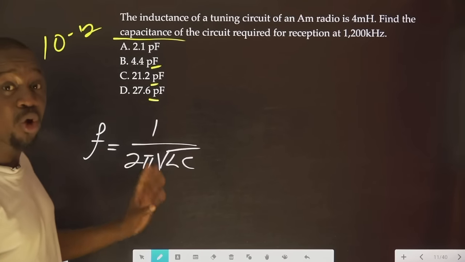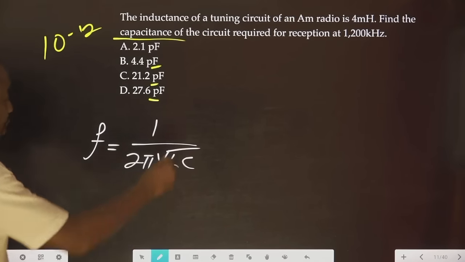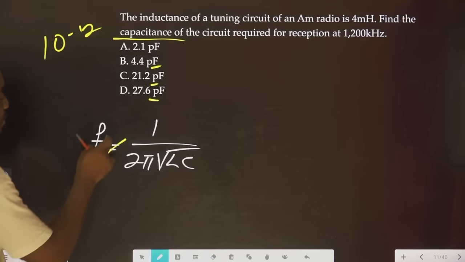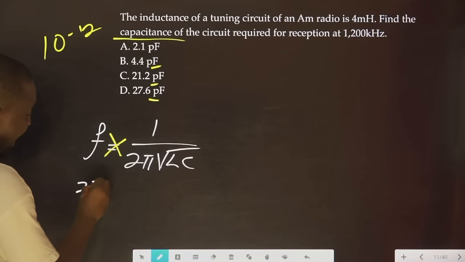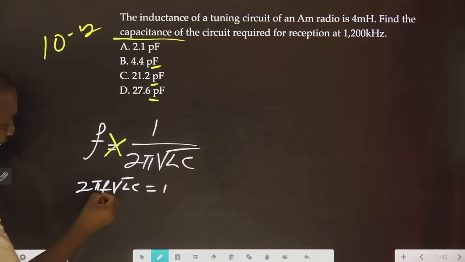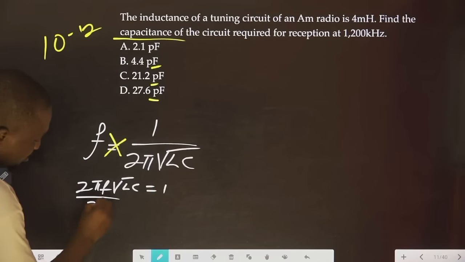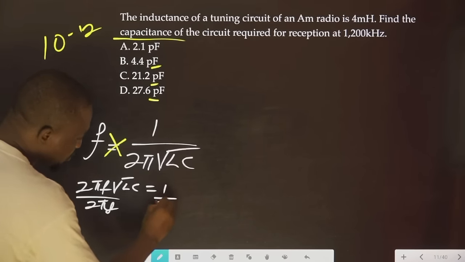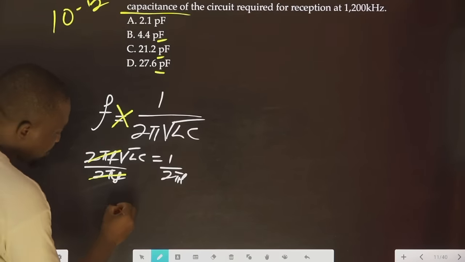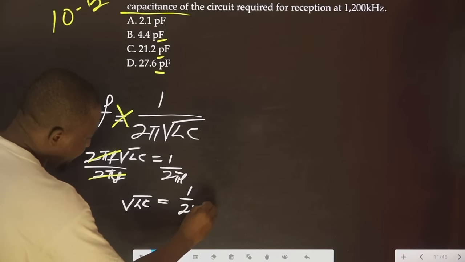So anything we are going to do now should be targeting 10 raised to the power minus 12. So now we need to bring out L. To bring out L, first of all, we cross multiply to have 2 pi F square root of this equals to 1. Then we divide both sides by 2 pi F. This and this will cancel. You agree with me that this will now give us this first.